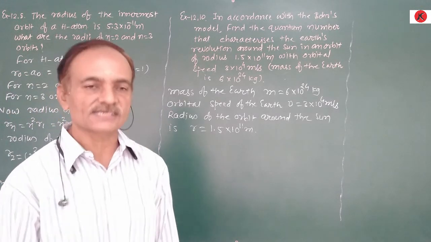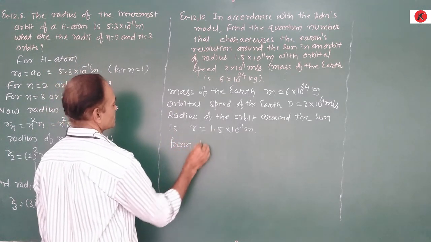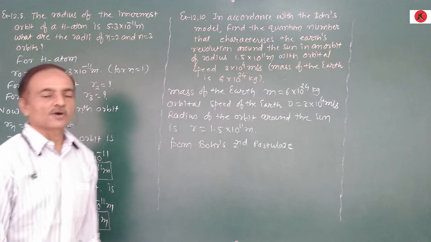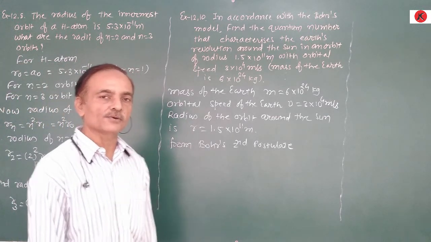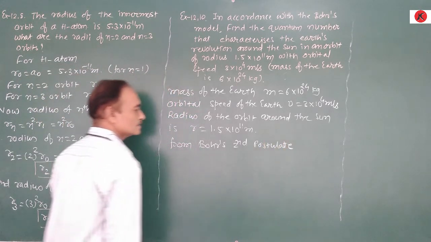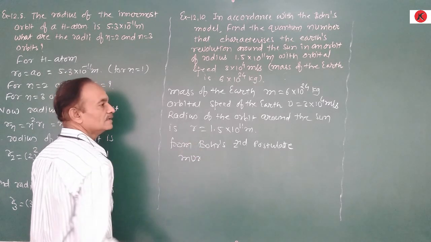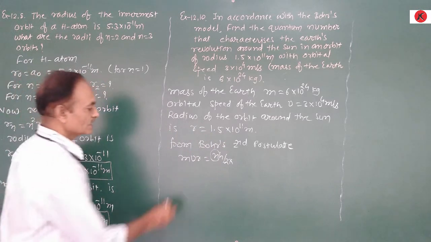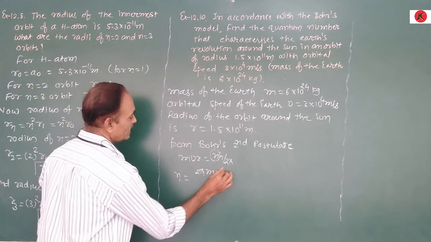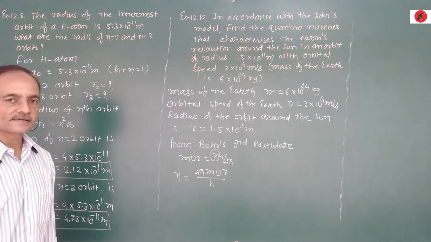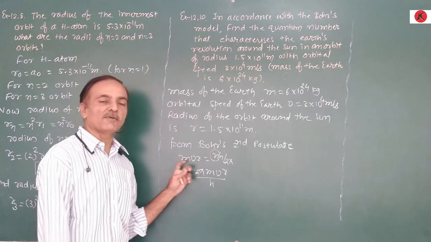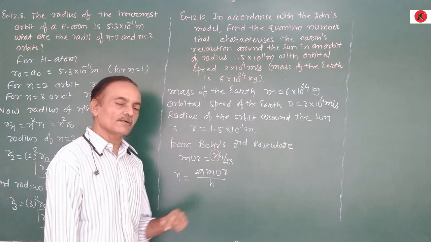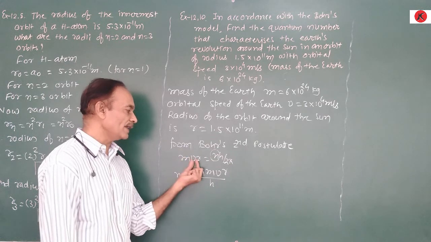Now, from Bohr's second hypothesis, or the second postulate, the angular momentum of the Earth is equal to an integral multiple of h upon 2 pi. Therefore, mvr is equal to nh upon 2 pi. Our aim is to find out the orbital number. Therefore, n is equal to 2 pi mvr upon h. Right? Again, from Bohr's second postulate, angular momentum is equal to an integral multiple of h upon 2 pi. Therefore, n is equal to 2 pi mvr upon h.